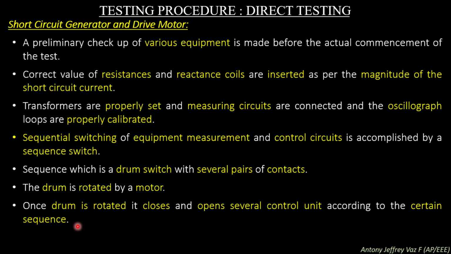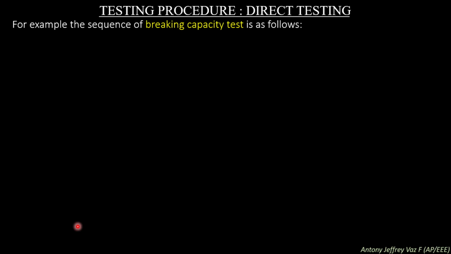This sequence depends on the test being considered. If a short circuit test is made, a different sequence of controlling equipment is used. So, the drum switch is rotated to a certain position so that it will open several contact units and control the test, and gives the result of the test in the oscillogram.